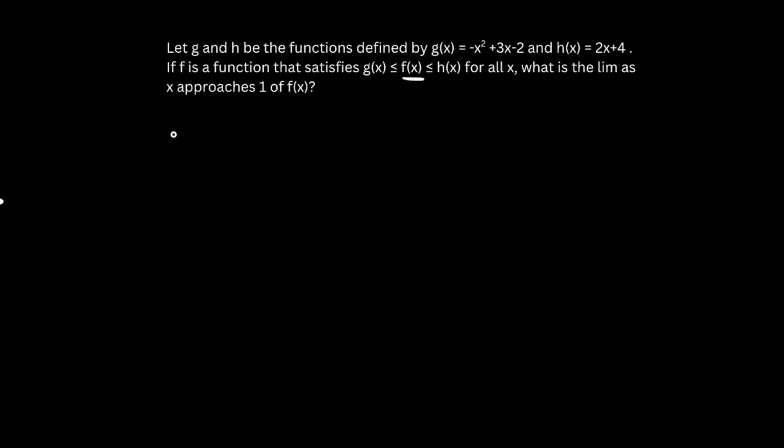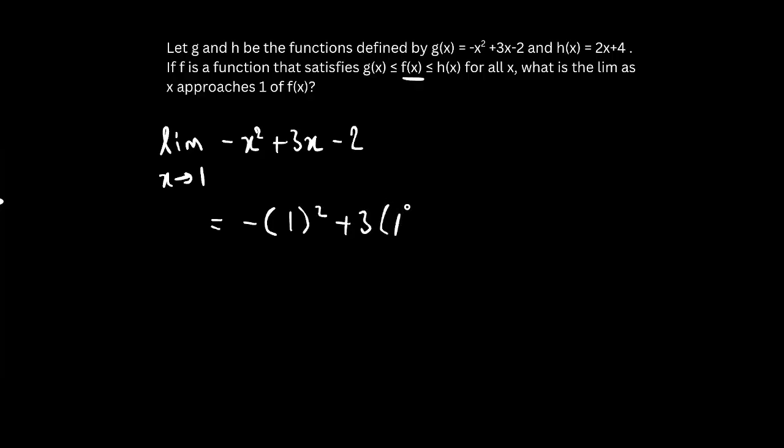So we can start by finding the limit as x approaches 1 of g of x. Specifically, our g of x here is given to be negative x squared plus 3x minus 2. Because this is a continuous function, we can clearly just use direct substitution. So this is going to be equal to negative 1 squared plus 3 times 1 minus 2. This is going to be negative 1 plus 3 minus 2. And now we can see that this is going to give us a value of 0.